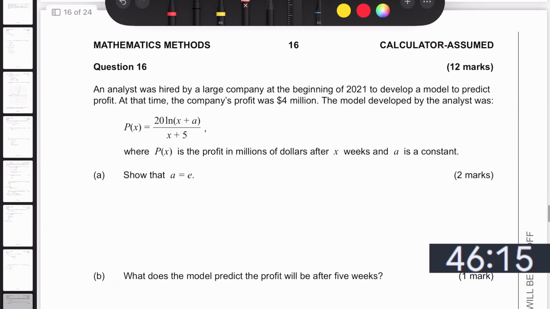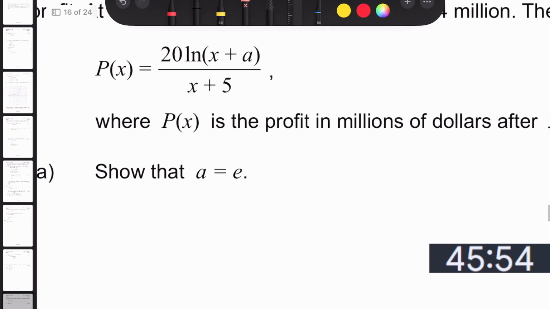Okay. An analyst was hired by a large company at the beginning of 2021 to develop a model to predict profit. At the time, the company's profit was 4 million. The model developed by the analyst was that where P of X is the profit in millions of dollars after X weeks, and A is a constant. Show that A is equal to e.